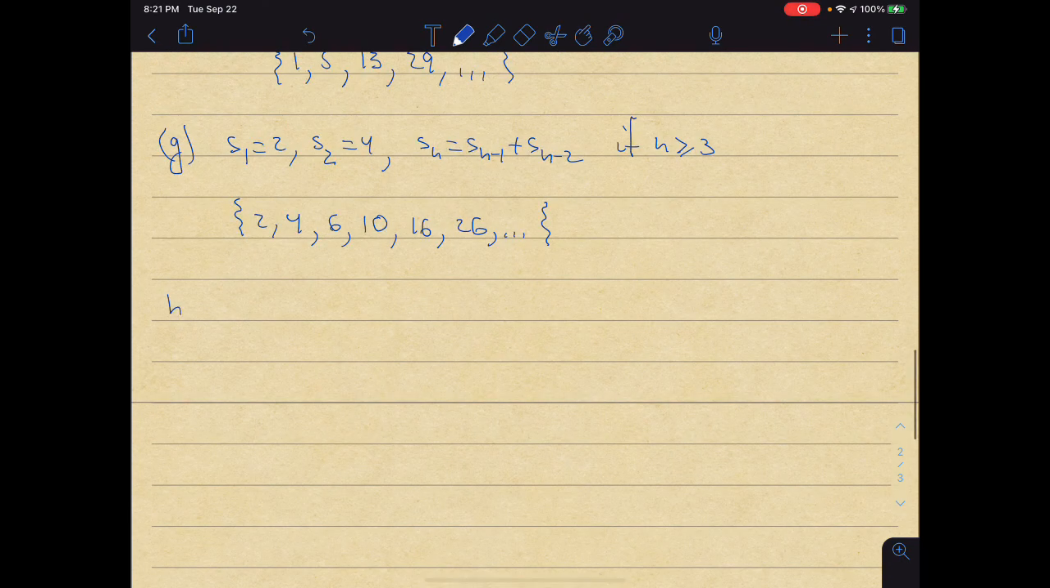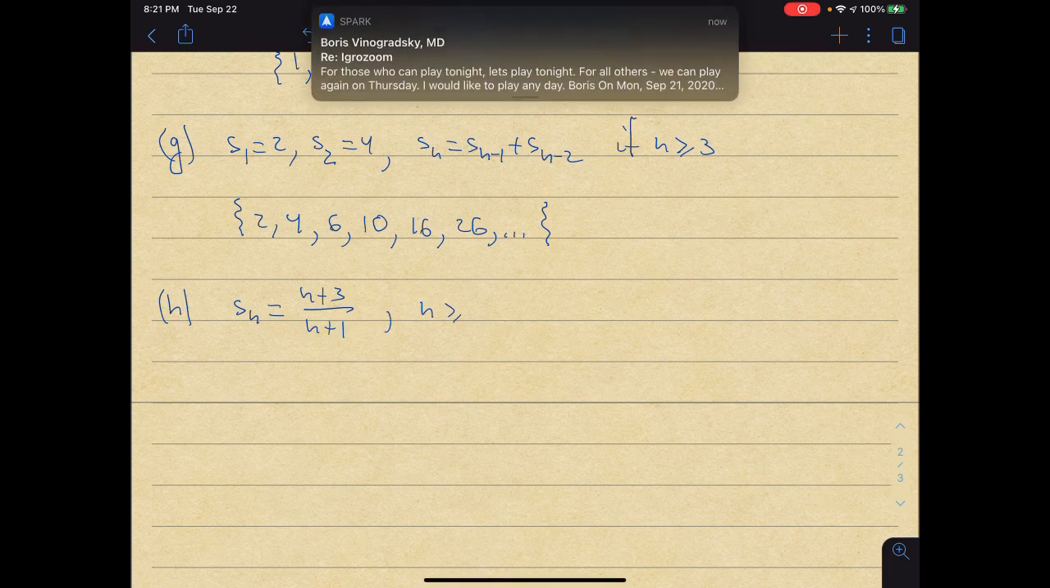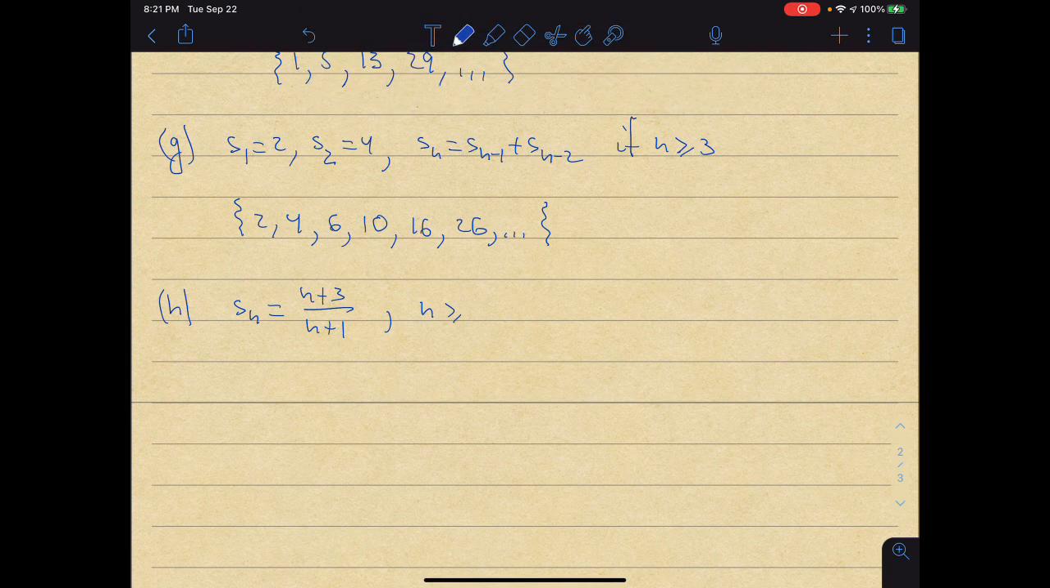H. Let's look at an easier case. Let's say Sn is equal to n plus 3 over n plus 1, n greater or equal than, let's say, 0. Because in principle, nothing says that I have to start counting from element 1. Maybe I can start my index from n equal to 0.